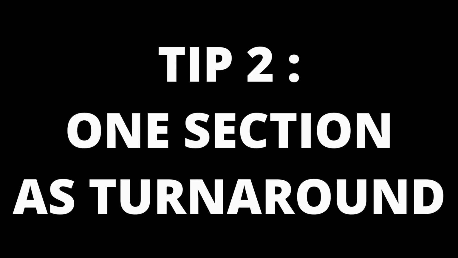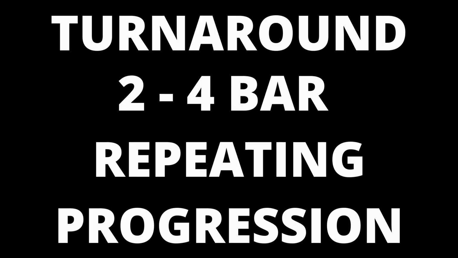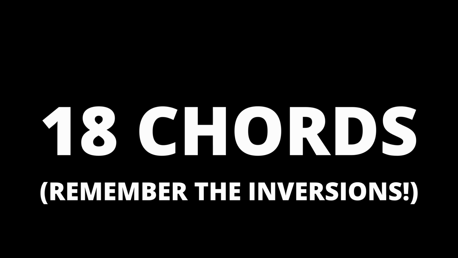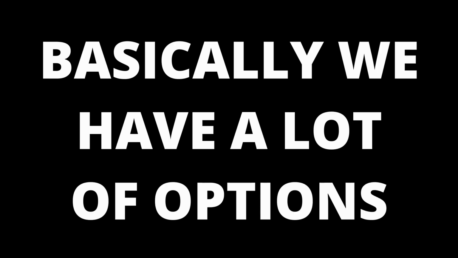Tip number 2. Easier to have one section as a turnaround. A turnaround is typically a 2 or 4 bar sequence of chords that repeats. It helps to create a repetitive hook in a song, which makes it more memorable. With a choice of 18 chords, we can create a turnaround and still have chords left over to create other sections that are distinct enough from the turnaround.